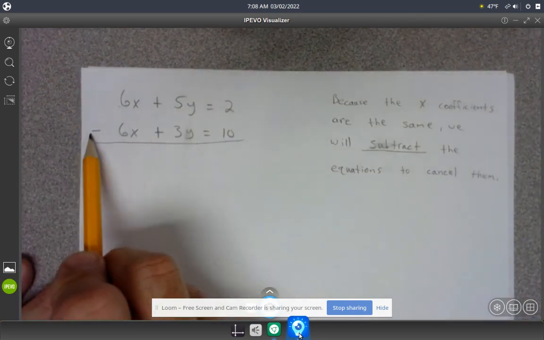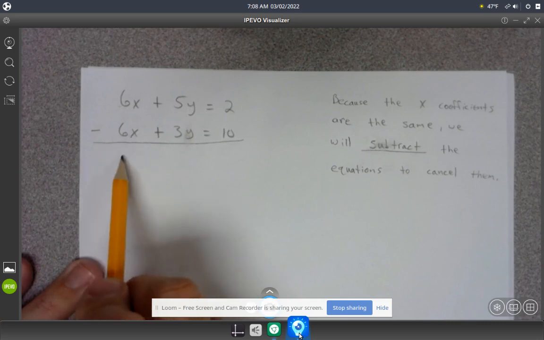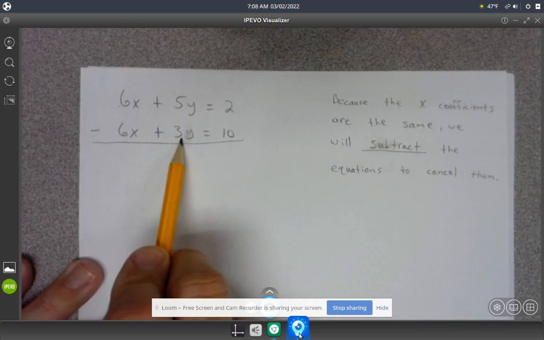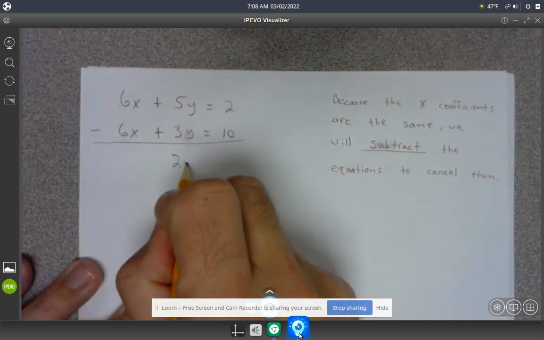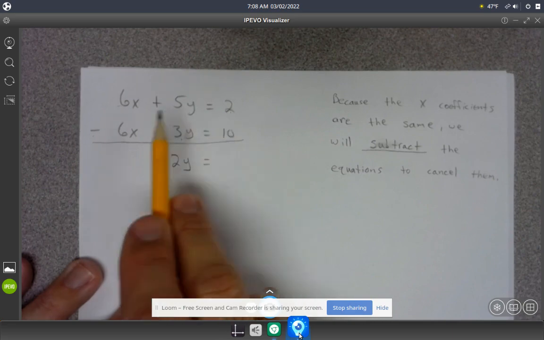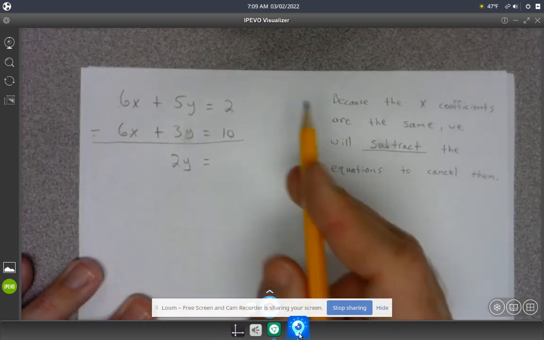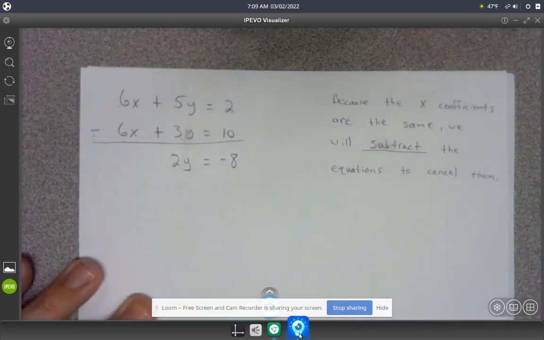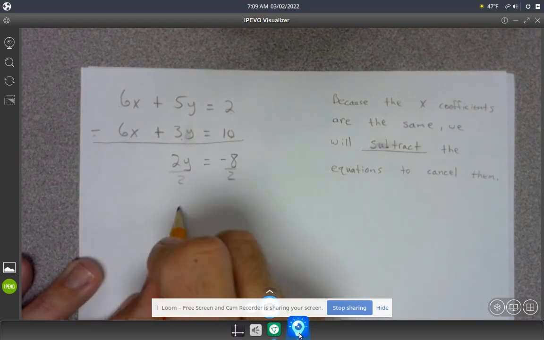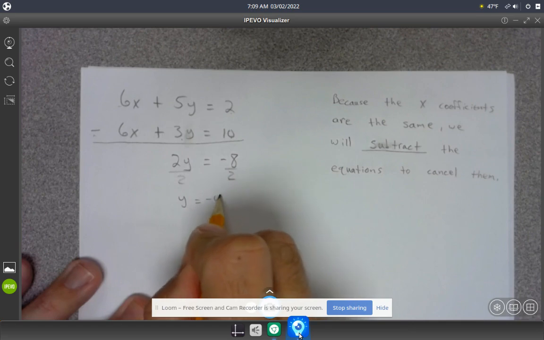So 6x minus 6x is 0, and then it's going to be 5y minus 3y. That'll be 2y. And then we'll do the constant terms. It'll be 2 minus 10, which is negative 8. And then we'll divide by 2. So y is equal to negative 4.